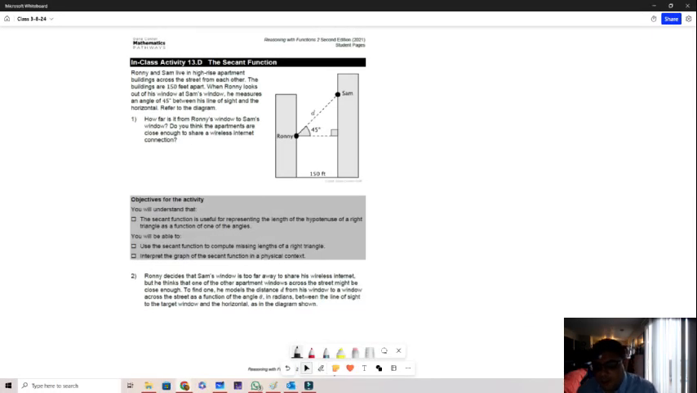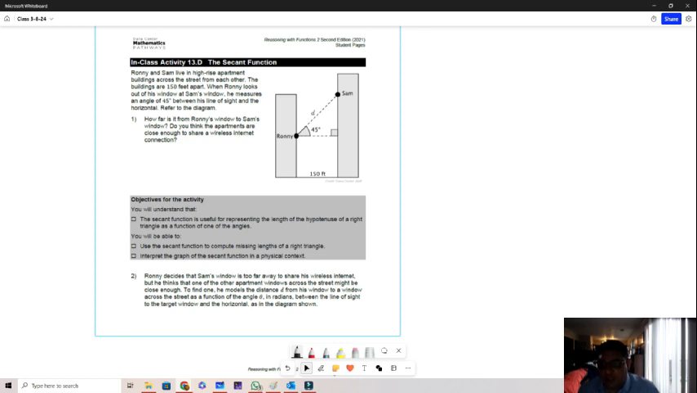Hello everyone, in this part we're going to go over section 13.d, and this is related to the secant function. So in this scenario we have two buildings, and two people who live in these apartments, Ronnie and Sam, and they live in buildings across the street from each other. The buildings are going to be 150 feet apart.